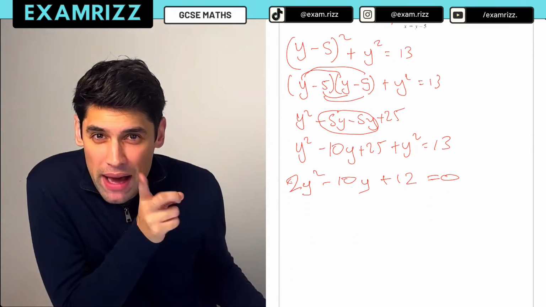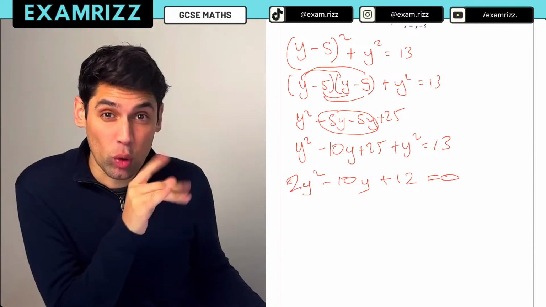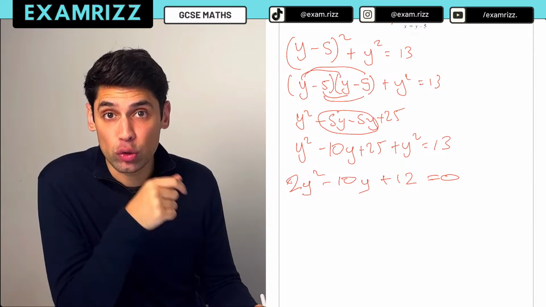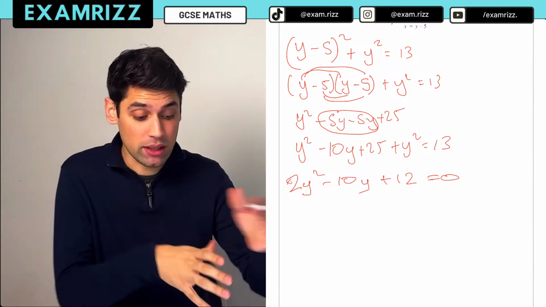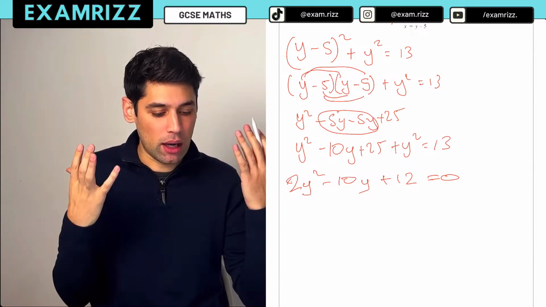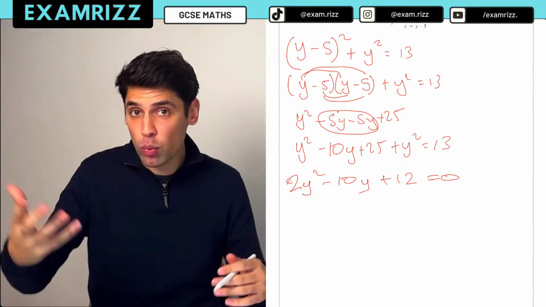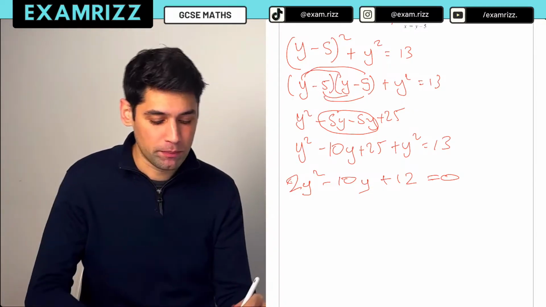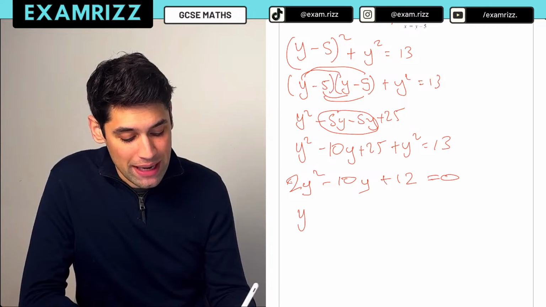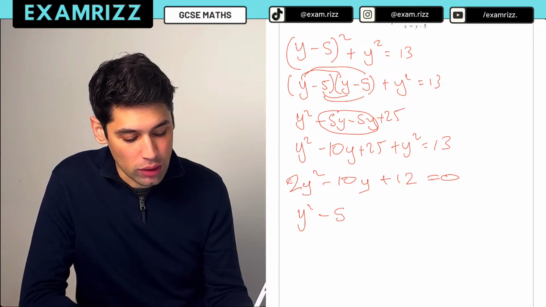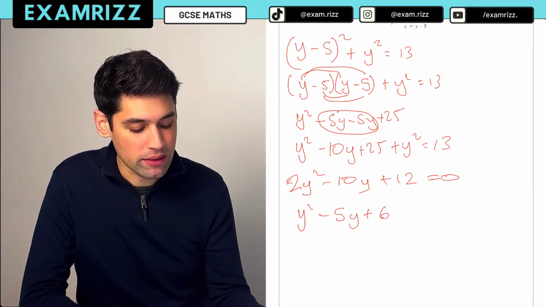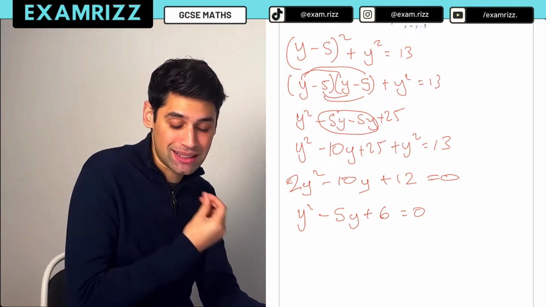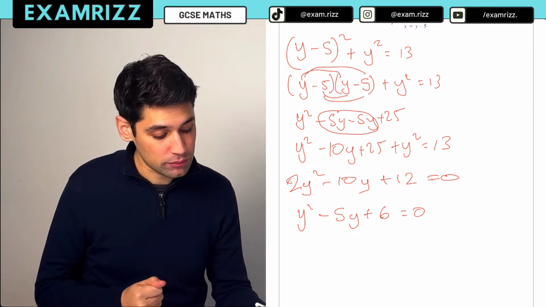But we can help ourselves out a little bit. This is another little trick or tactic that we have. All of these terms are divisible by 2. Because it's currently equaling 0, we can do a balanced equation. Whatever we do to one side, we can do the same thing to the other side. So we can divide everything by 2. It's not a necessary thing to do, but it's super helpful. And it means the quadratic equation that we're about to solve becomes a lot easier. Y squared minus 5y plus 6 equals 0.